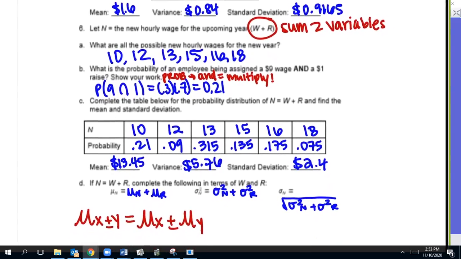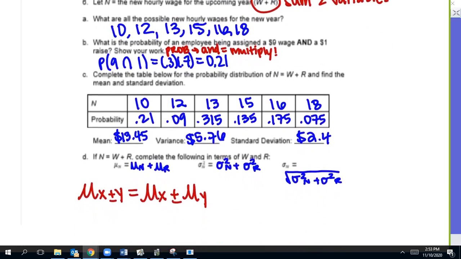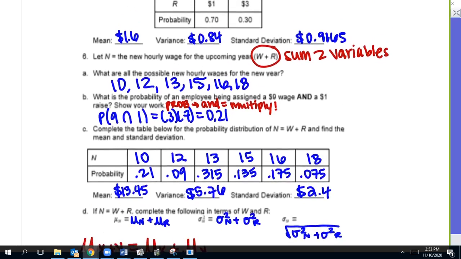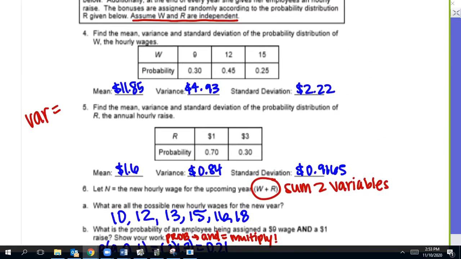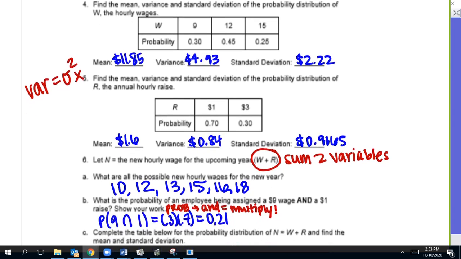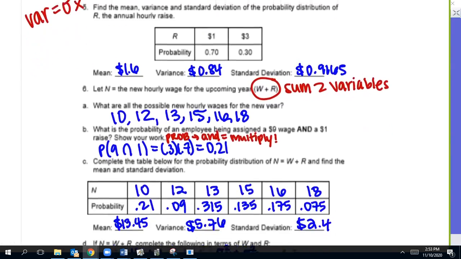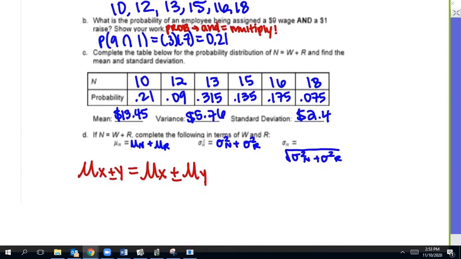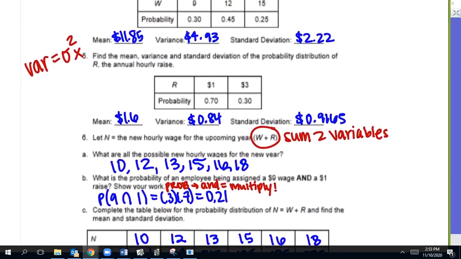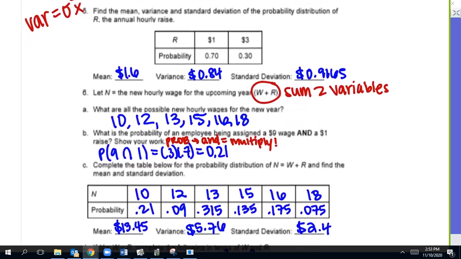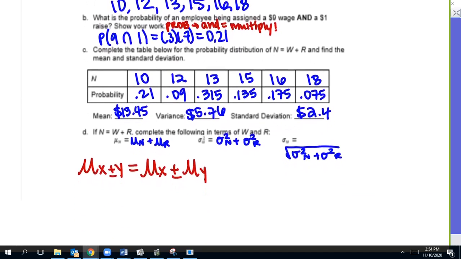And then what we see here is that the variance, I want to remind you that variance equals standard deviation squared. Hopefully you remember that from last lesson with Mr. Crouch or from Unit 1, but you have to know that. And so here, the variances just got added together, 4.93 plus 0.84. There's a little rounding difference, but ultimately they just got added together, but not the standard deviations. So 2.22 plus 0.9165 is definitely not 2.4.